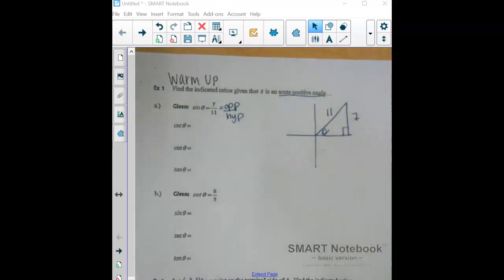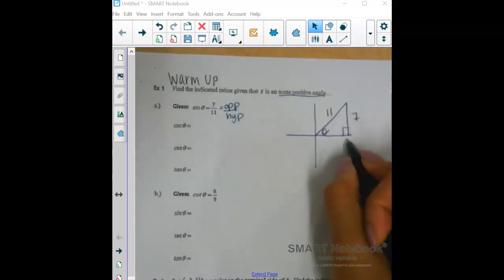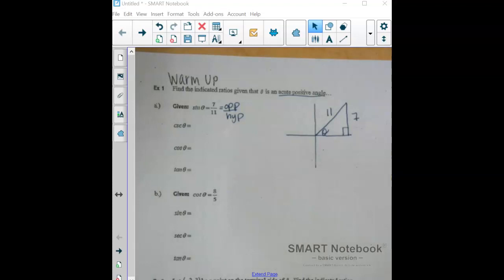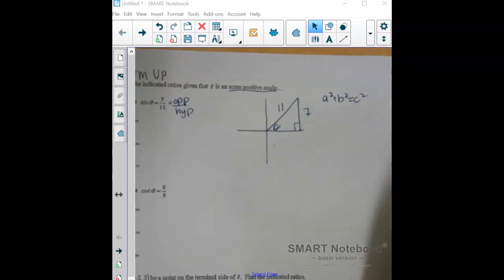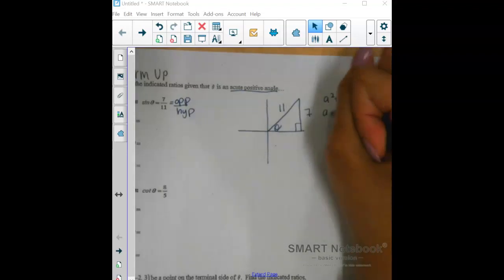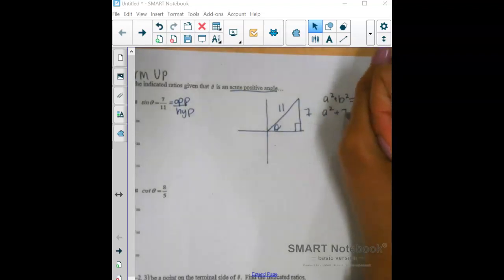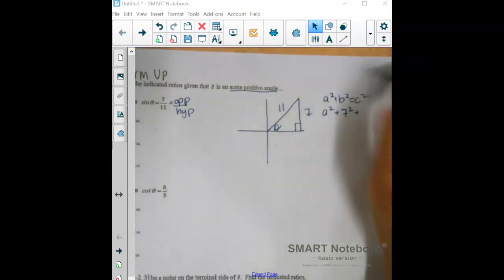This is not a Pythagorean triple, but I need to find out what this side length is. How would I find it? Pythagorean theorem. So over here to the side, we're going to do a squared plus b squared equals c squared, and we're going to solve. So a, it doesn't matter which side you give it. I'll say a squared is the unknown. B squared is 7 squared, equals, not plus, equals c squared, which is 11 squared.